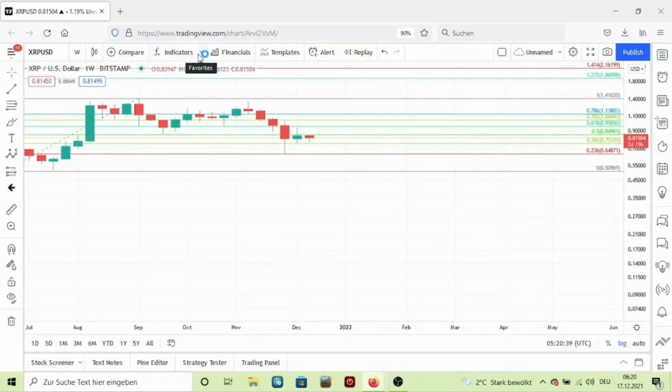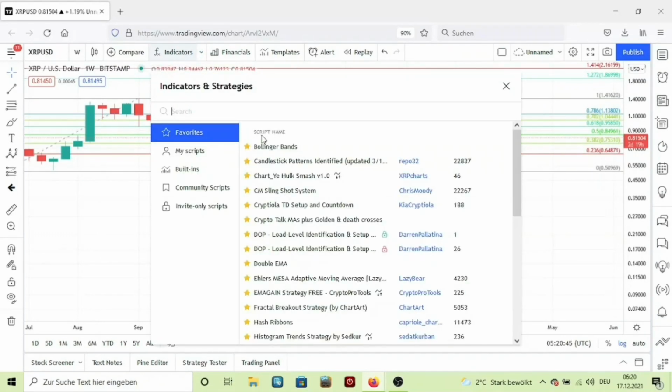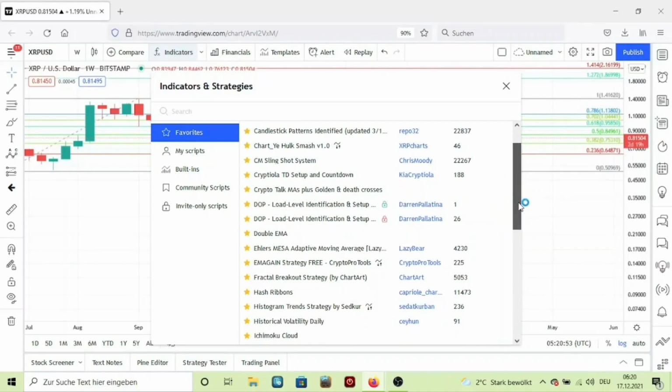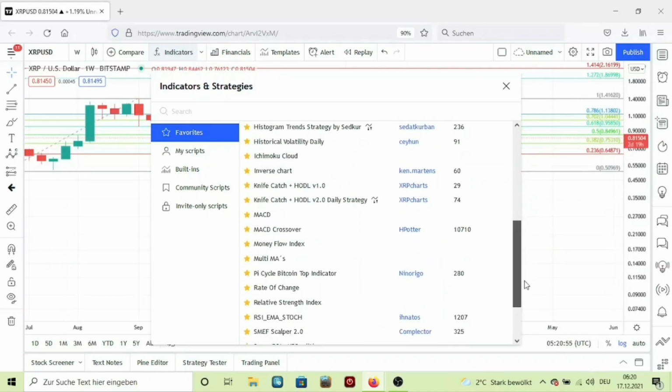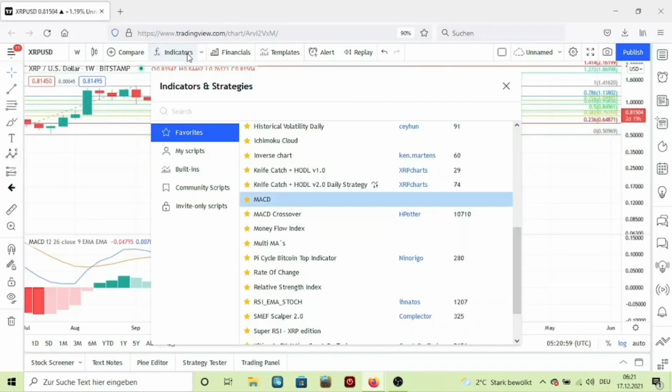I usually don't even look too much into those kinds of indicators. Sorry. So the next one we will have a look at is MACD and RSI.